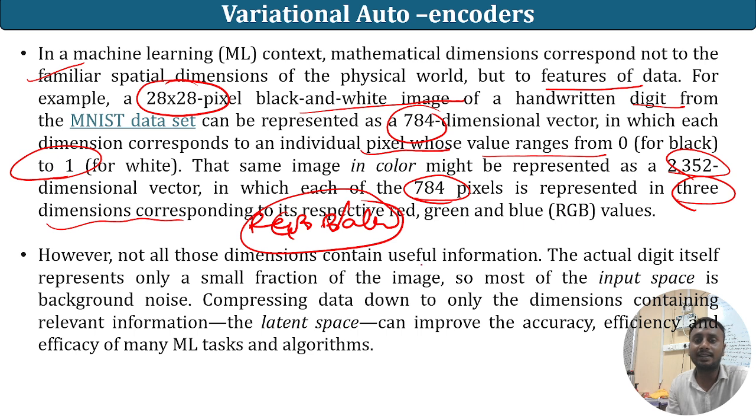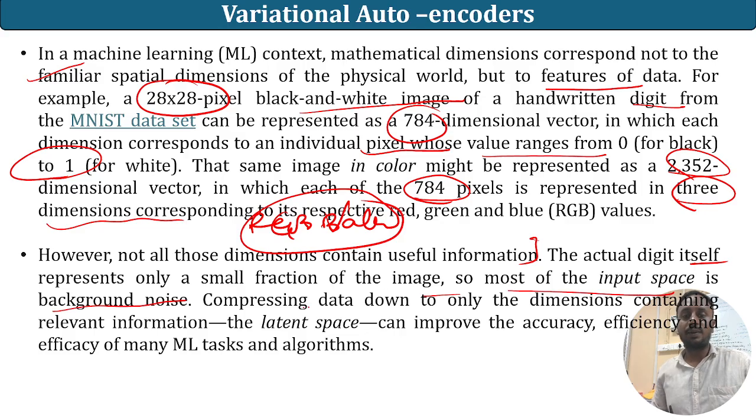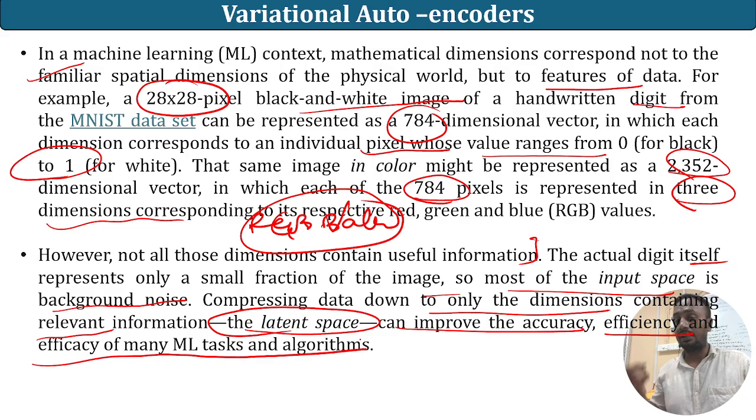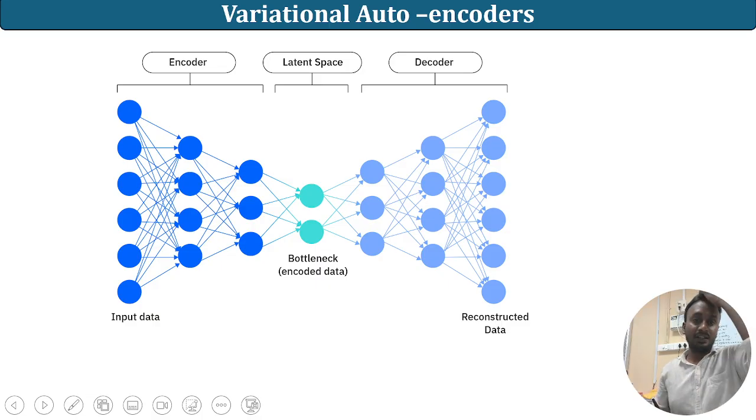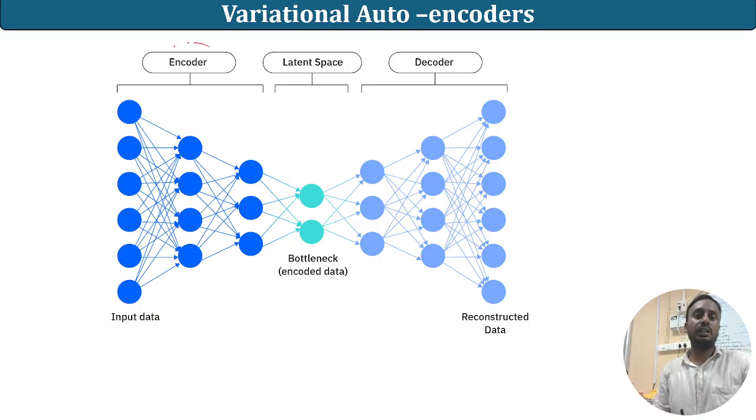However, not all dimensions contain useful information, because not every feature gives useful information. The actual digit itself represents only a small fraction of the image, so most of the input space is background noise. Compressing that down to only the dimensions containing the relevant information, which will be the latent space, can improve the accuracy, efficiency and efficacy of the ML task and algorithm. So this is how things will go.